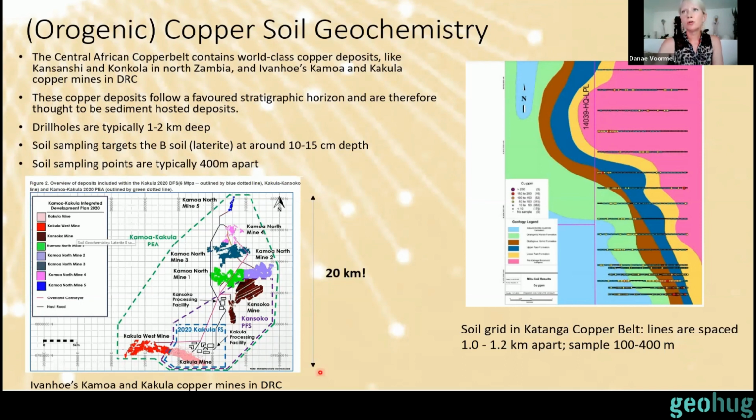These deposits are so large that when you do soil sampling in this environment, you have really wide spaced soil lines. Look at that, like a kilometer apart for your soil lines. And for me, coming from gold exploration, I thought that was really remarkable. And your sample spacing can be up to 400 meters apart, and you'll still catch one of these giants.